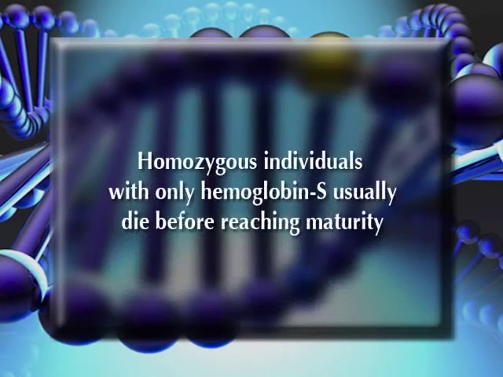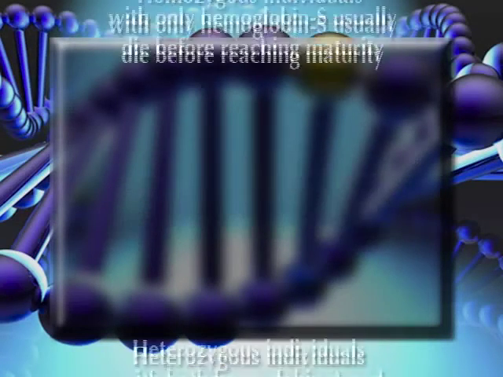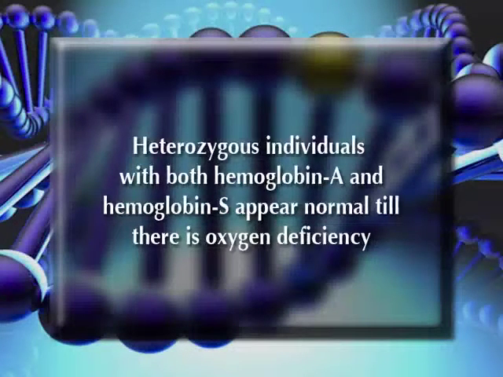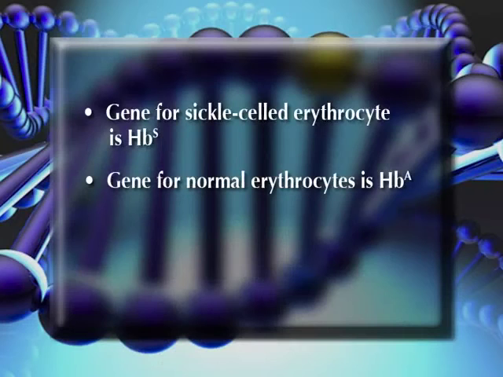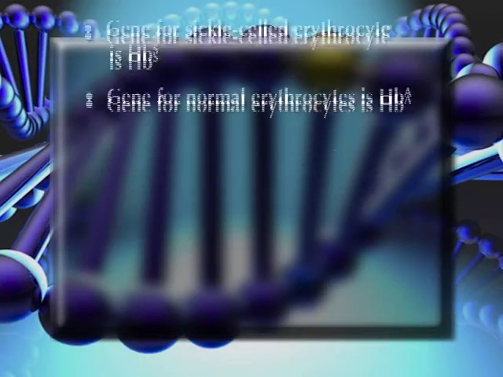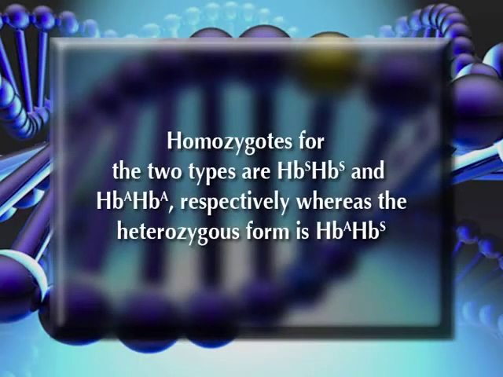The homozygous individuals with only hemoglobin S usually die before reaching maturity. However, heterozygous individuals with both hemoglobin A and hemoglobin S appear normal until there is oxygen deficiency. It changes some erythrocytes into sickle shape. The gene for sickle-celled erythrocyte is HbS, whereas that of normal erythrocytes is HbA. The homozygotes for the two types are HbS HbS and HbA HbA respectively, whereas the heterozygous form is HbA HbS.